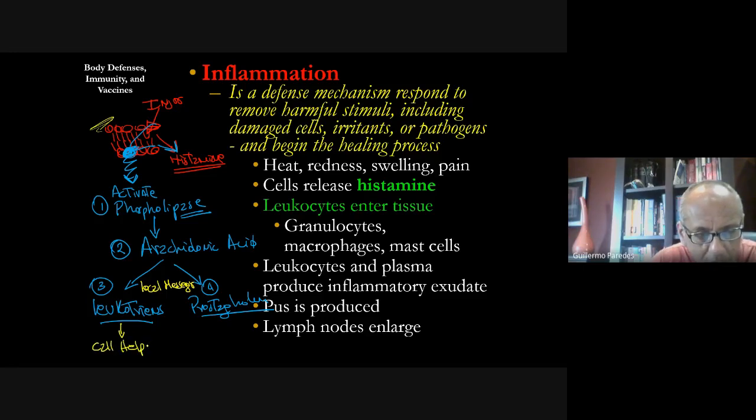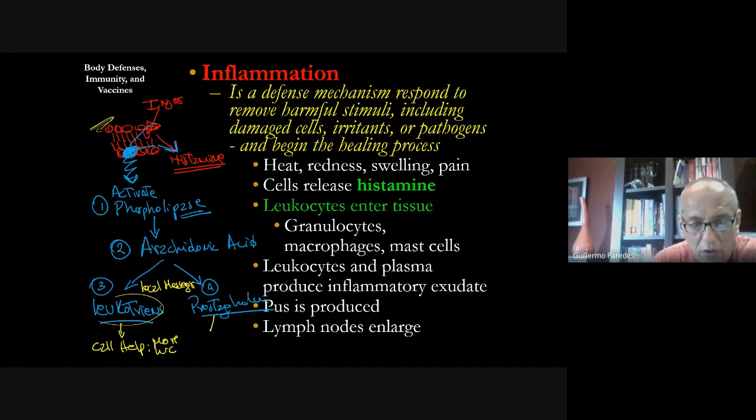A call for more white cells. Leukotrienes. Leuko means white. So when this injury happens, they produce leukotrienes, and these leukotrienes are like saying, please help, I need more white cells. And the white cells come from the bases, military bases, and come for help.